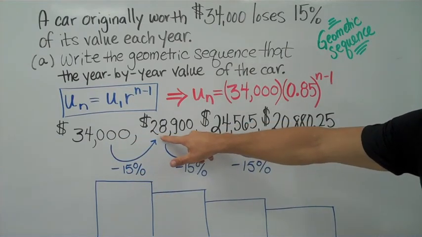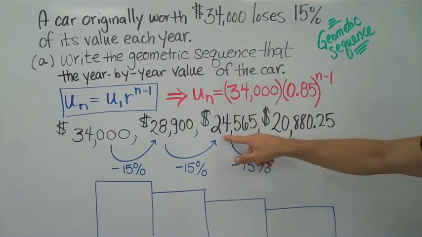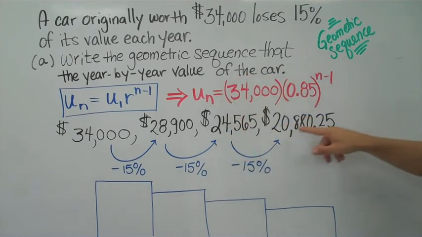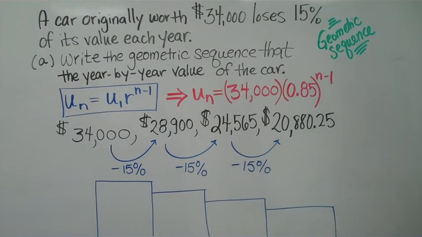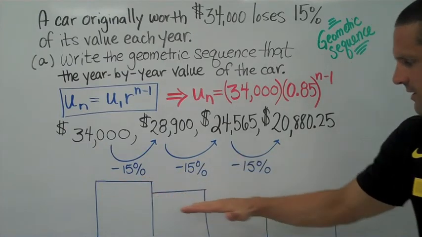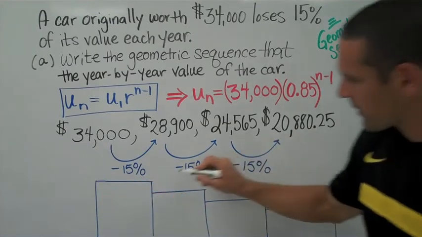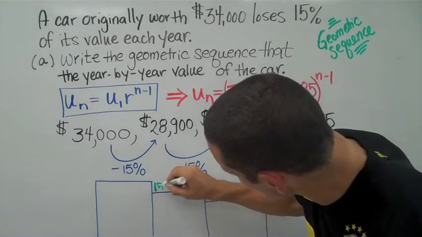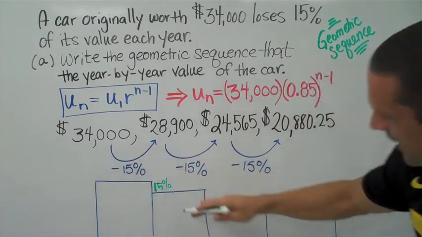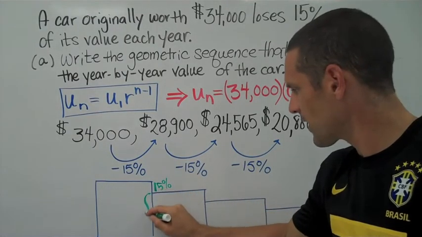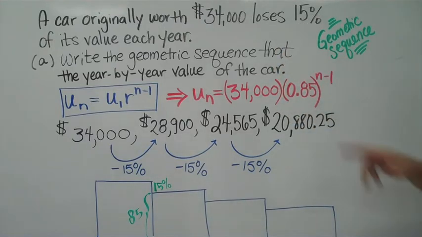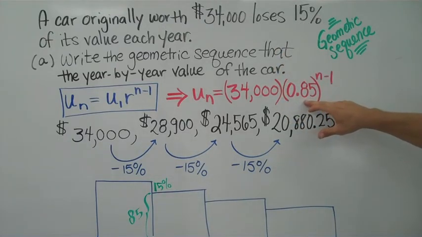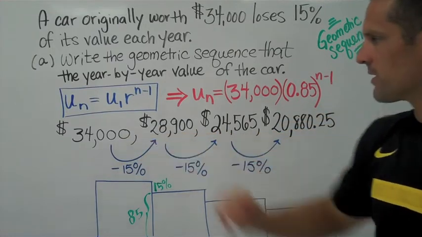15% less is 28,900. 15% less is 24,565. 15% less is 20,880.25. You can see that if we represent the price with a bar graph, it's getting less and less and less. And each drop here is 15%. The drop from this height to that height is 15%, which means that this height is 85% of what we started with. That's why our r is 0.85. If you did this divided by this, you get 0.85.